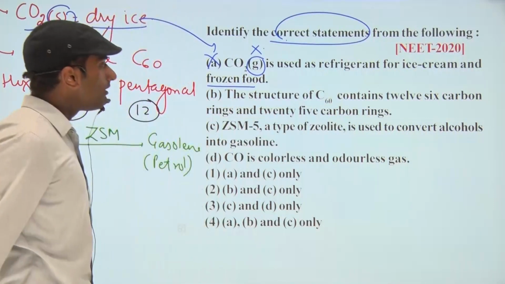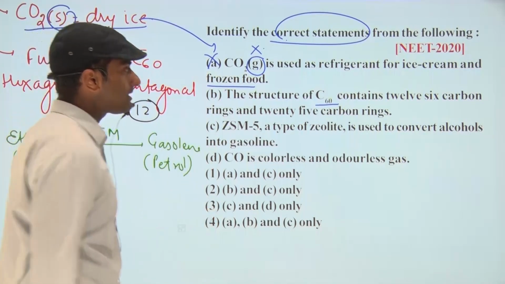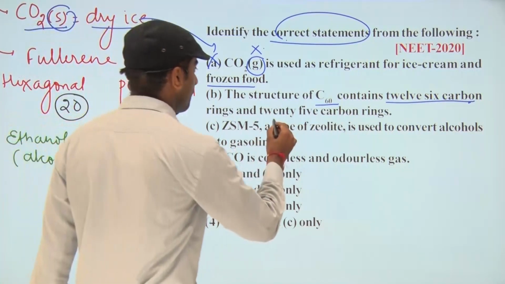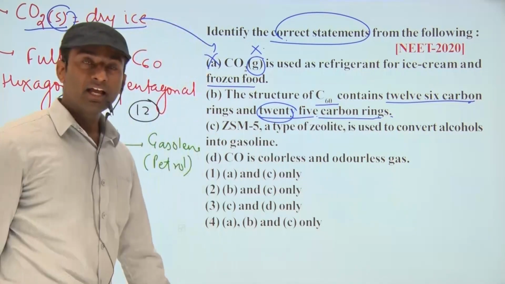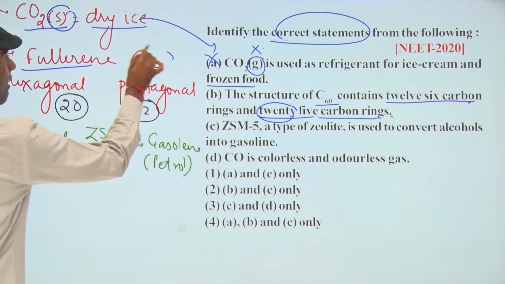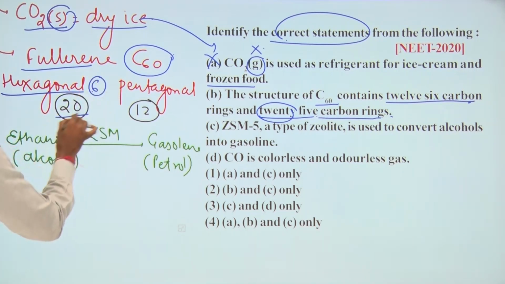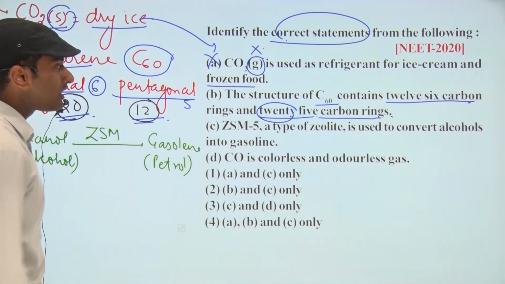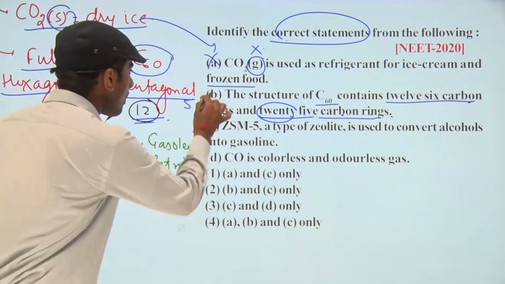Next, the structure of carbon 60 contains 12 six-carbon rings, it means hexagonal, and 25 five-carbon rings. This is again a wrong option. Why? Because in the fullerene in which carbon 60 is there, the hexagonal 6-member rings are 20, while the pentagonal 5-member rings are 12 here. So 25-member rings are not present here. Again we can say this is the wrong option.